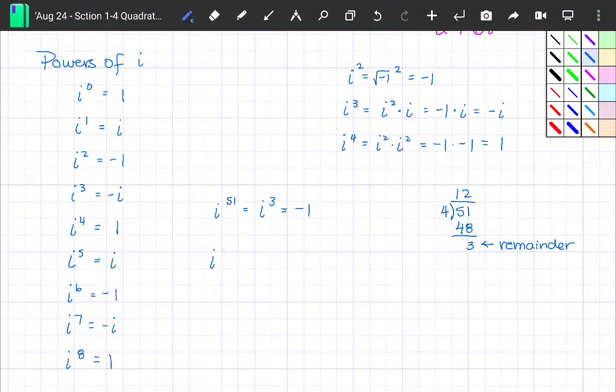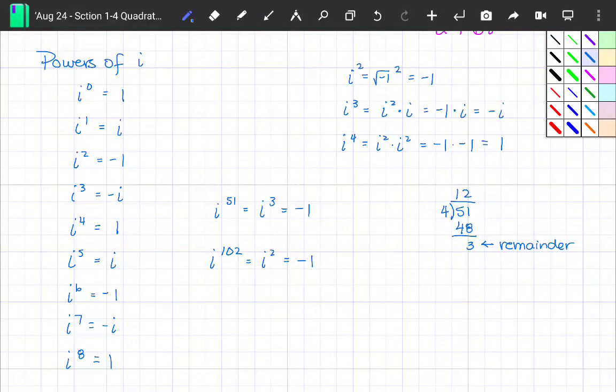Think about this one. What about I to the 102nd power? I'll pause a little bit and let you think about that one. Okay, so think about dividing by 4. 4 would go into that 25 times with a remainder of 2, and I squared is -1. So that's how you do it. Nice. Okay, so that's powers.